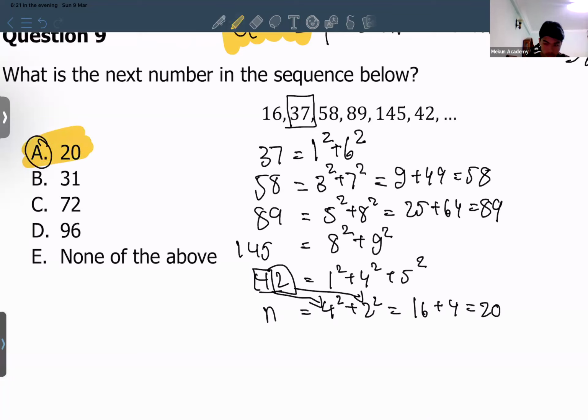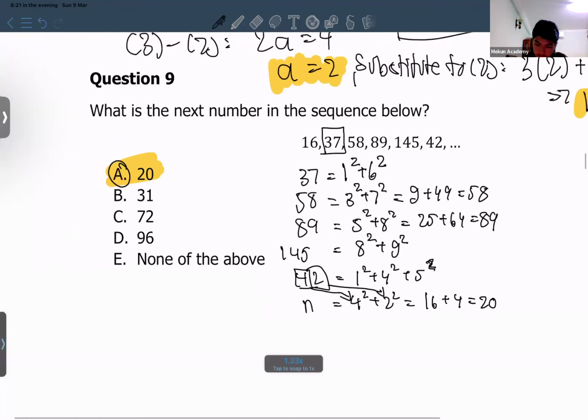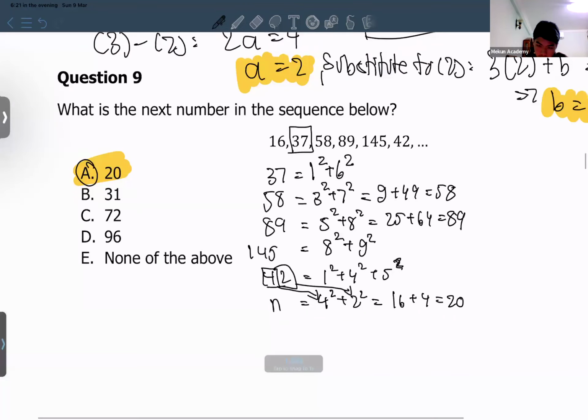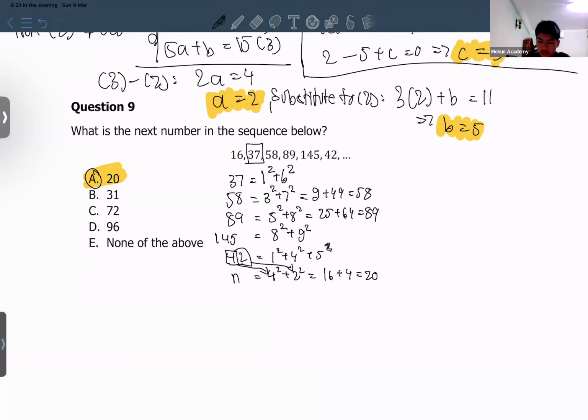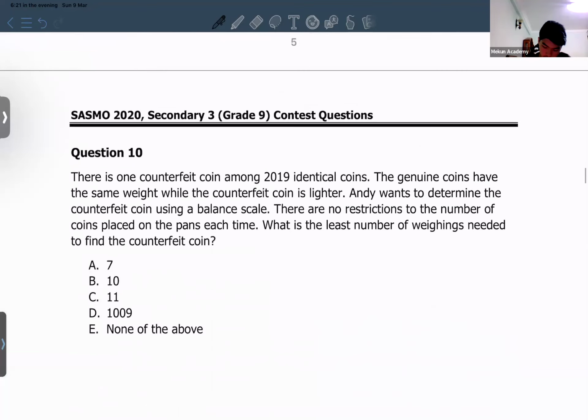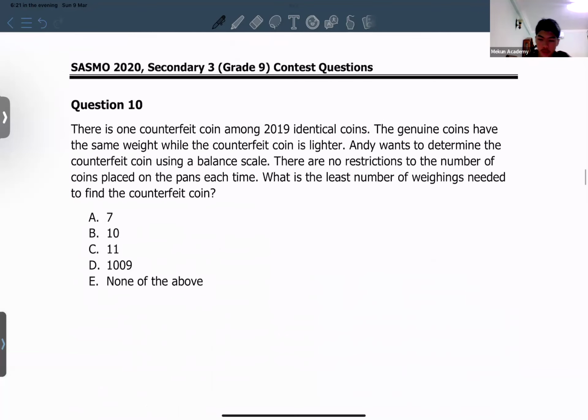Is there any questions or no? If there's no question, we will move on to the next question. Okay, it's very good. Okay, so I assume there's no question. We will move on to the next question. I'll give everyone a moment to solve this. So good luck.